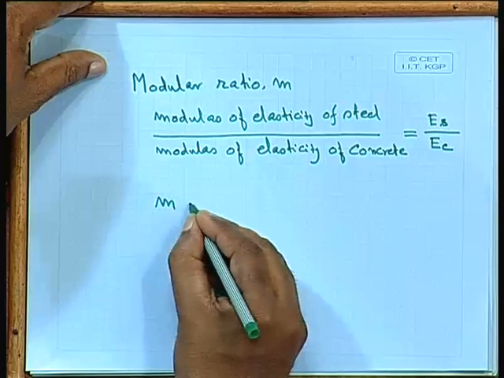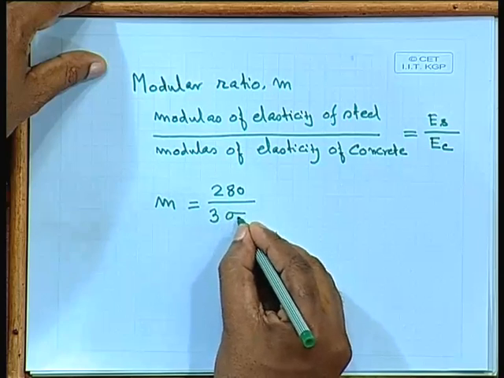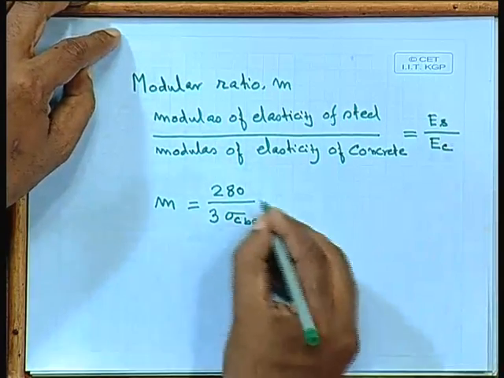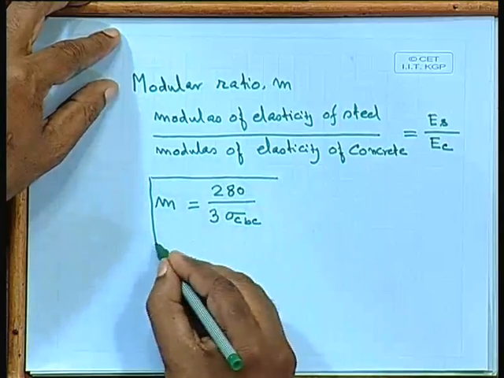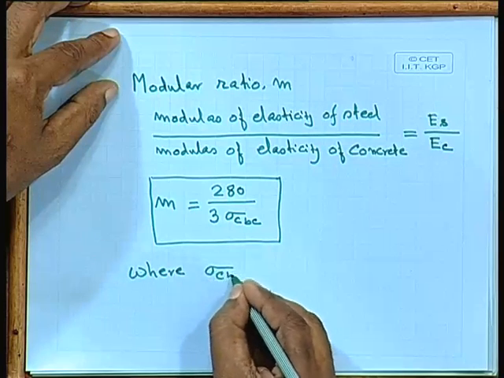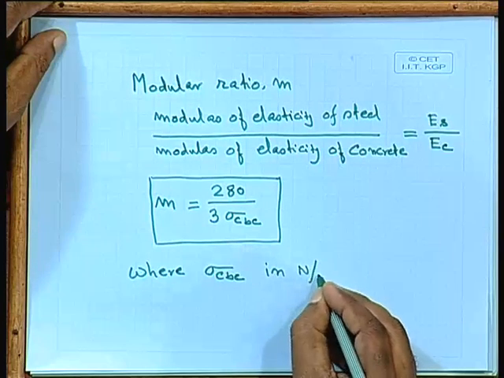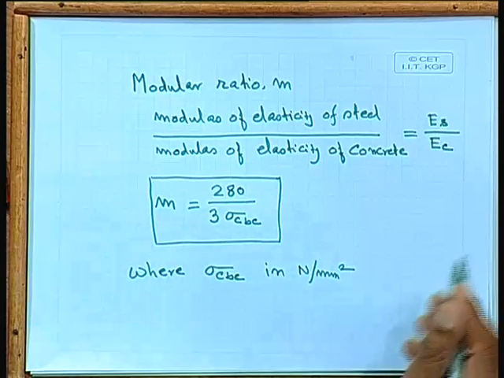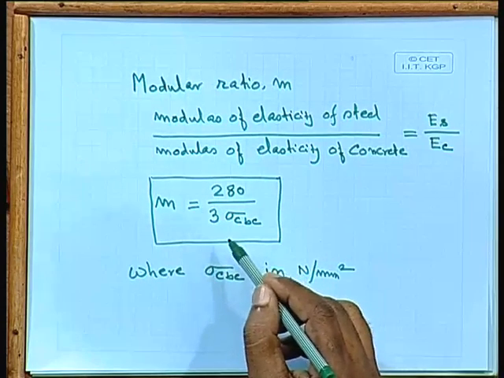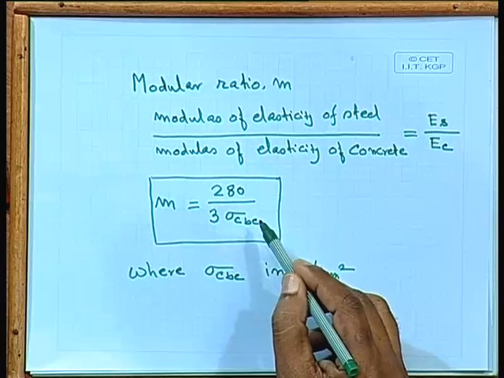We also write down that our code says M equal to 280 divided by 3 sigma cbc. So we do not take it from Es by Ec. Instead of that, we use this formula. We should remember this, where sigma cbc is the concrete stress in bending compression in Newton per square millimeter. On the basis of this formula we shall calculate M, how much we shall get. So we shall take M as 280 by 3 sigma cbc.